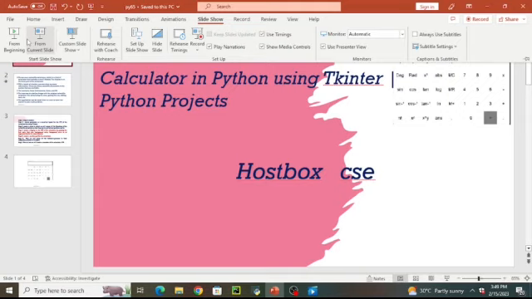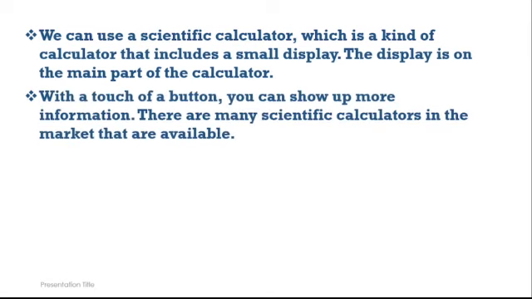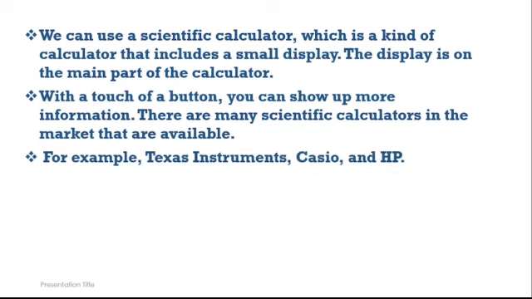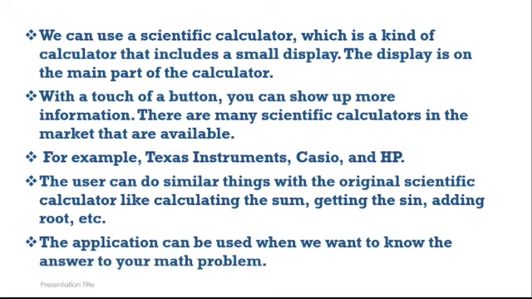Before that, you should have an idea about a scientific calculator. A scientific calculator is a kind of calculator that includes a small display, and you can operate it by touching the screen. The system can also be built with the help of Python. You can see examples like Casio and HP. Here the user can do similar things as we do manually, like getting the sine value and some extras.